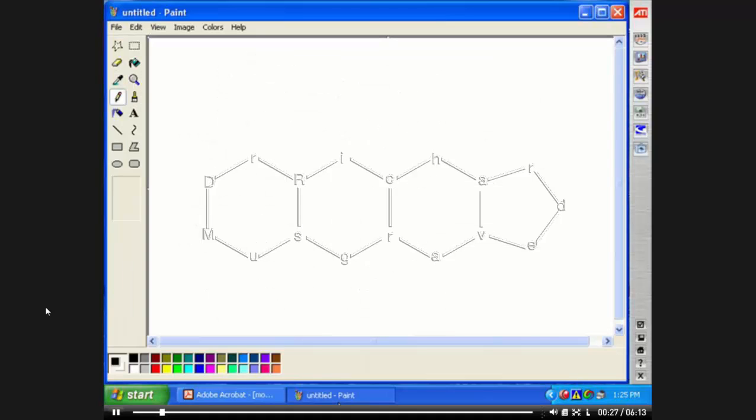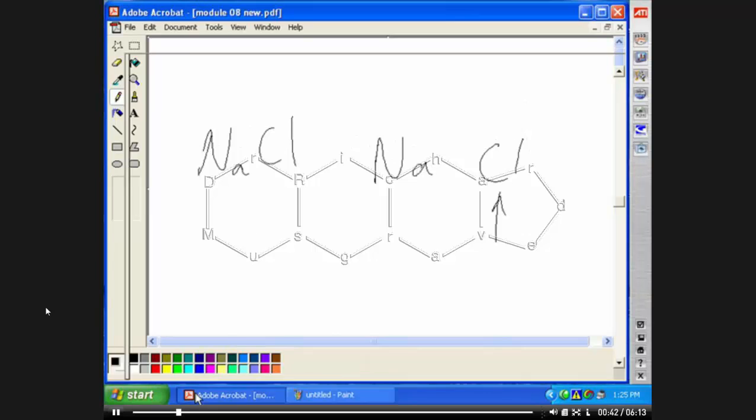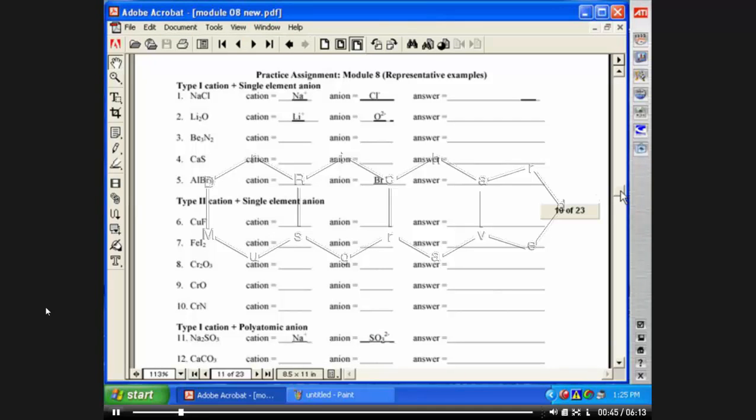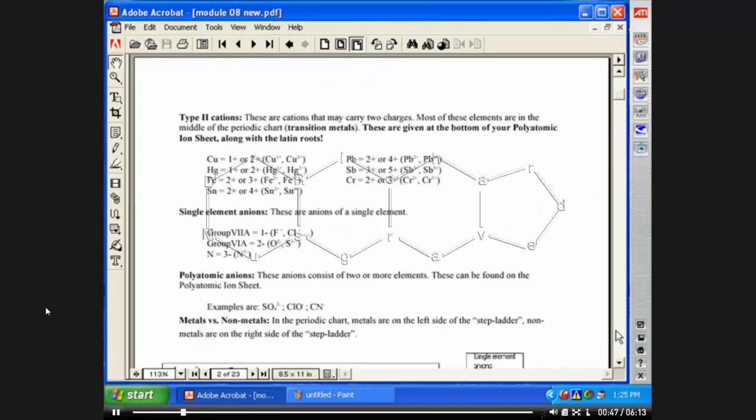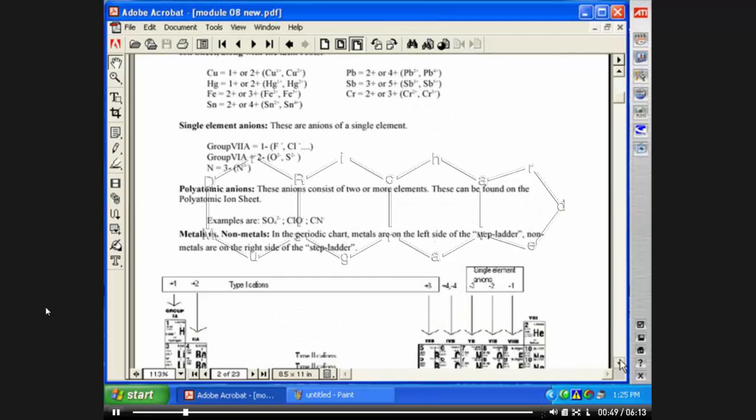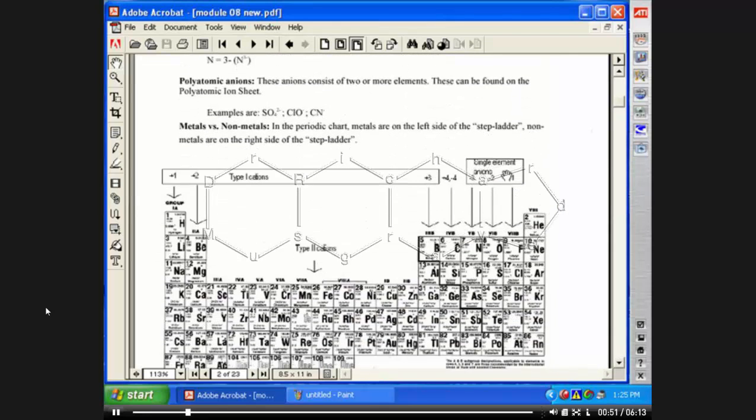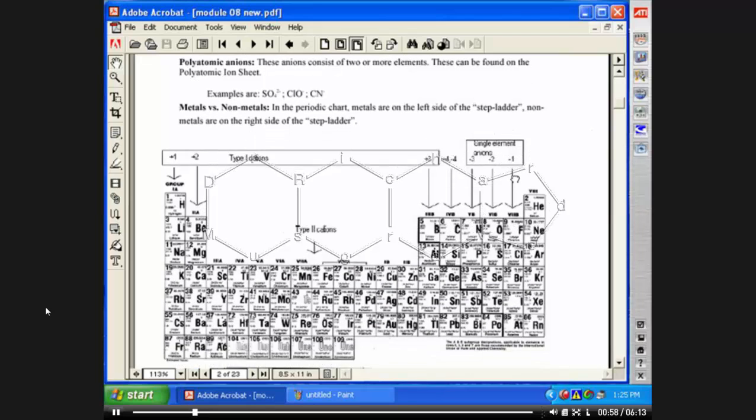So NaCl, I'll write that down. NaCl. I'm going to rewrite it over here with a space between them. Now first of all I want to try and figure out the charge on the Cl. So what I do is I go back here, I take a look at page 2 of my module 8, and it's got all the charges listed for the single element anions, and that's what Cl is. It's a single element and it's got a -1 charge according to this.